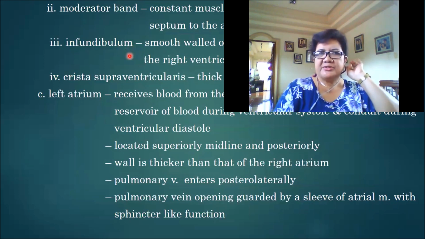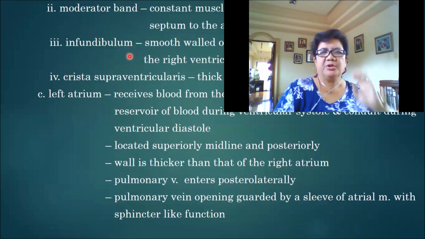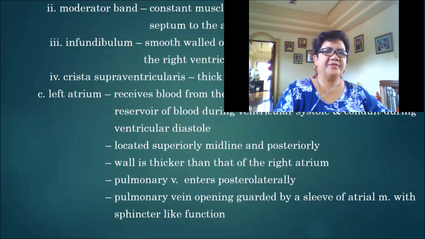Then another significant structure is the infundibulum. This is a smooth-walled outflow tract on the superior portion of the right ventricle. So this will be the tract that will be followed by the blood as the blood is being pumped to the lungs through your pulmonary tract. Then you have your crista supraventricularis.